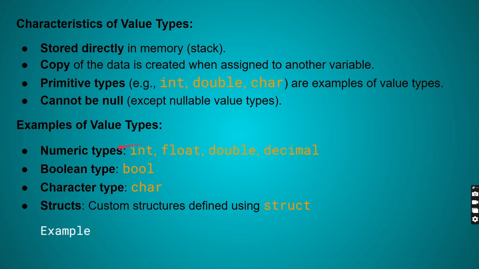Examples of value types: numeric types, int, float, double, decimal. Boolean type, it's bool. Character type, char. Struct, structures, custom structures defined using struct.